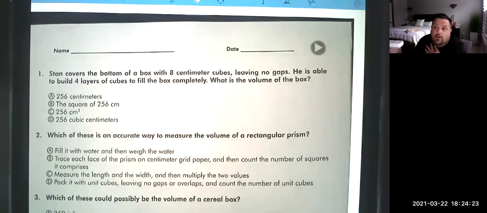Okay, guys, we're going to work on our homework for Thursday, more volume. So pause for a second and take a look at number one and try to get your answer.